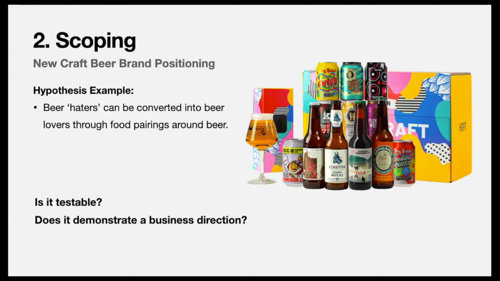I think it does, because after a couple of rounds of contextual interviews, there's a vital business decision to be made: whether the venture owner needs to partner up with a restaurant business or start their own. So this hypothesis is able to illustrate an alternative business direction. After scoping, next we're going to talk about the next step. I hope this example is helpful.